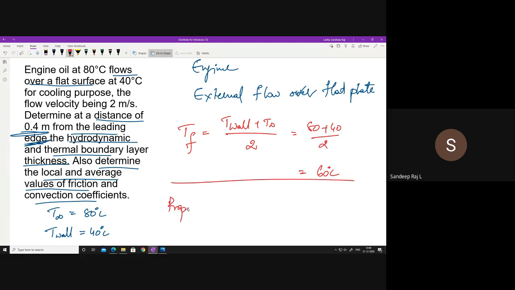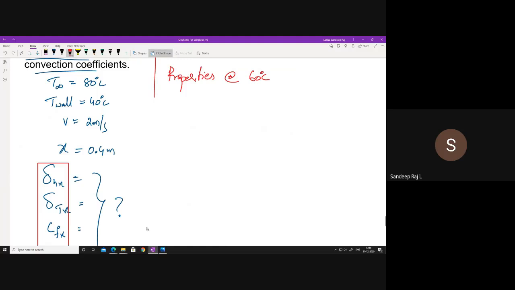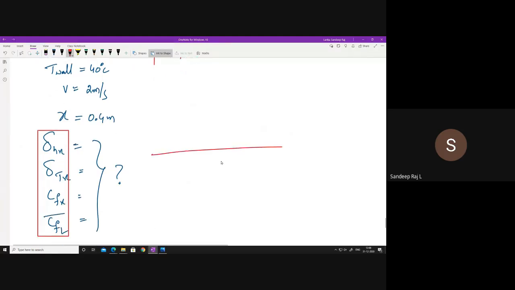So properties are to be evaluated at 60 degrees centigrade from the data book. You'll get so and so page number. You'll leave some space at the top right corner for writing the properties. So let's move to the calculation of Reynolds number for getting whether the flow is laminar or turbulent.